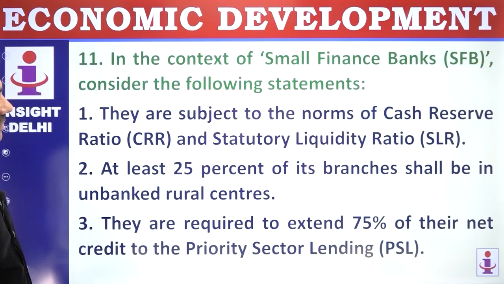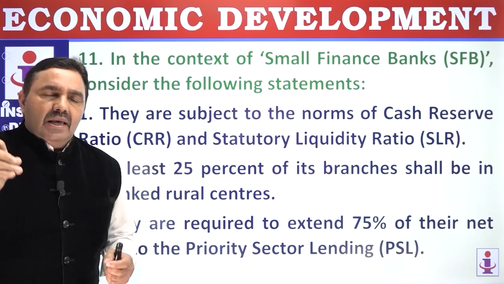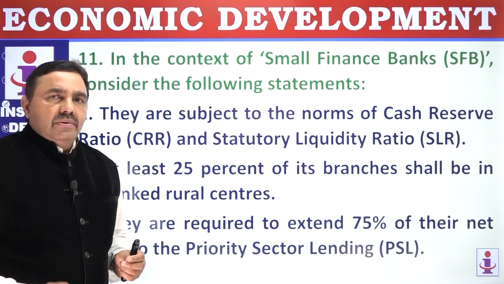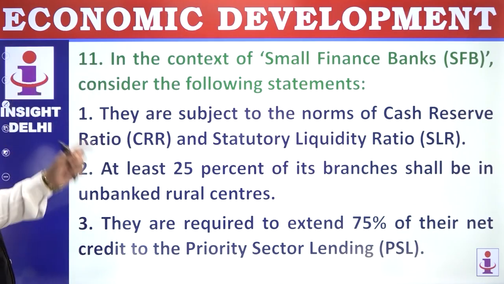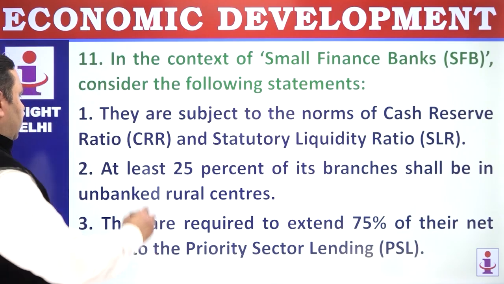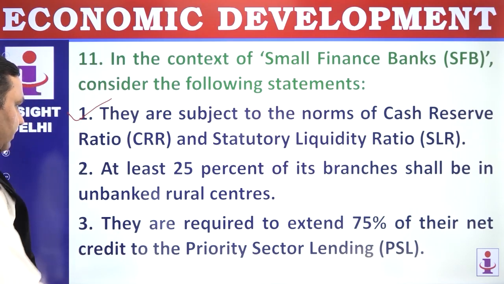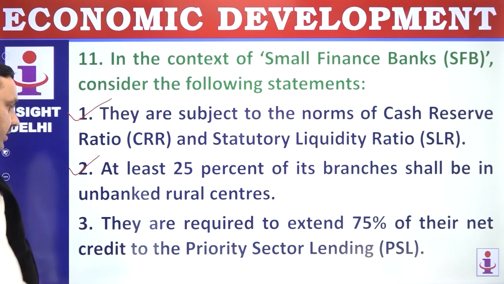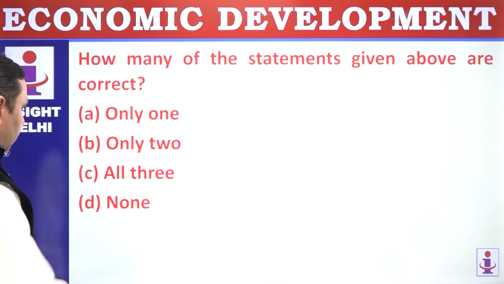11. In the context of small finance banks, read the following statement. Small finance banks have certain areas of operation which are restricted, like AU small finance bank, Ujjivan small finance bank. So many we have this kind of small finance banks today, but their areas of operation are restricted by RBI. They are subject to the norms of cash reserve ratio and statutory reserve ratio, SLR, CRR. That's correct. At least 25% of its branches shall be in unbanked rural centers. That's correct. They are required to extend 75% of their credit to priority sector lending. That's correct. How many of the statements are correct? All are correct here, all the three.